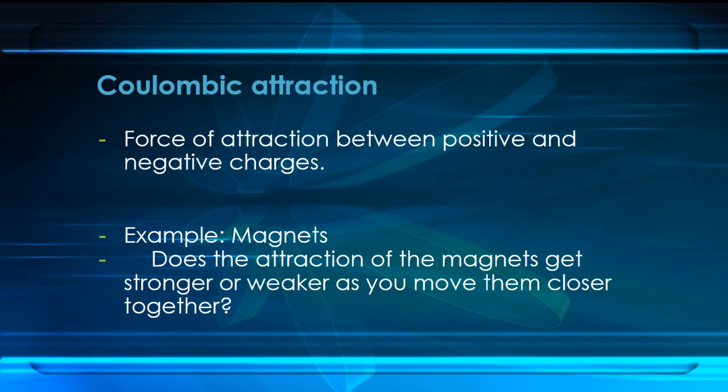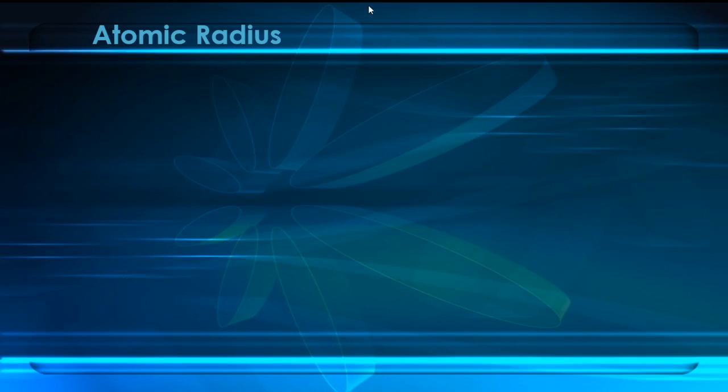Does the attraction of magnets get stronger or weaker as you move them closer together? Do the magnets kind of hit each other when you get closer, or do they kind of repel each other if you're doing positive and negative? All right, so atomic radius is the first trend we're going to talk about.